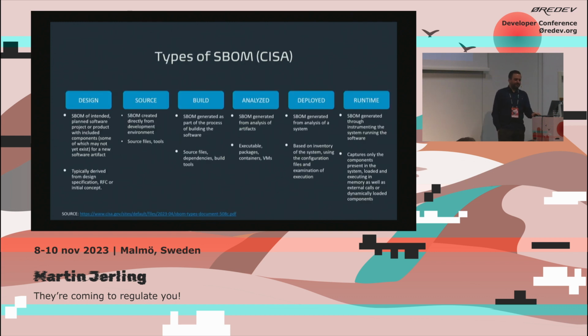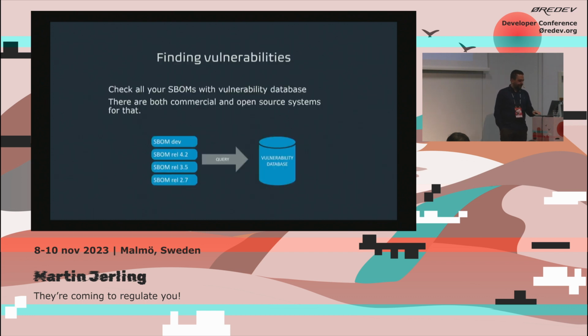There's not one SBOM. This is from CISA in the United States. You have a design SBOM, so when you're trying to write up the specification. In your source code, what's the configuration there? When you build it, sometimes you pull in dependencies where you have not defined the specific version. When you make some analysis of an artifact or executables in the virtual machines, etc., when you spin up a new container, what is inside of that container? When you deploy it on a system, what's deployed? Where are the log4j instances and components? And also in runtime, sometimes you load DLLs, etc. There are a lot of different SBOMs out there.